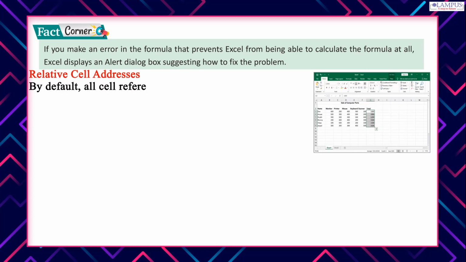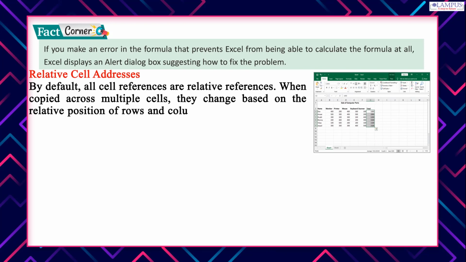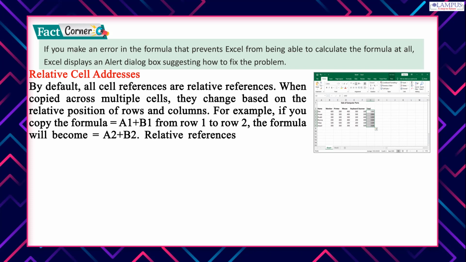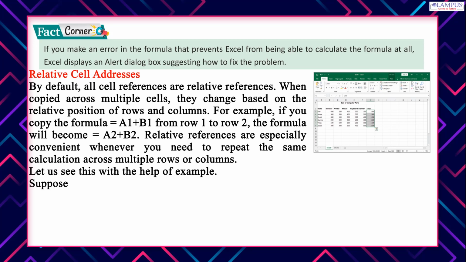Relative cell addresses. By default, all cell references are relative references. When copied across multiple cells, they change based on the relative position of rows and columns. For example, if you copy the formula equals A1 plus B1 from row 1 to row 2, the formula will become equals A2 plus B2. Relative references are especially convenient whenever you need to repeat the same calculation across multiple rows or columns. Let us see this with the help of an example.